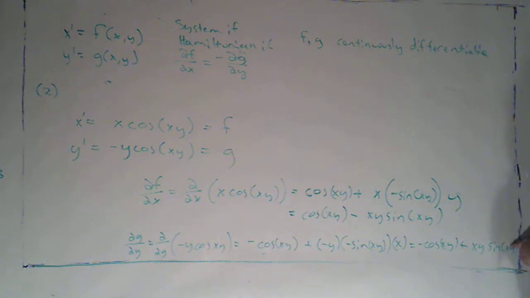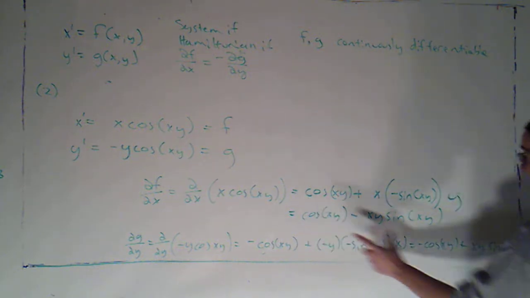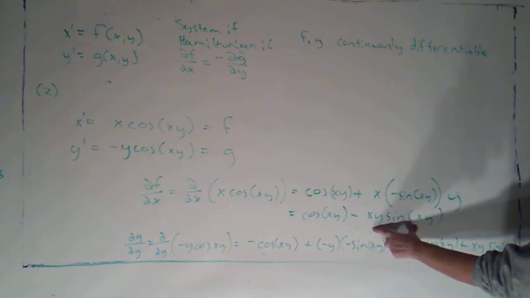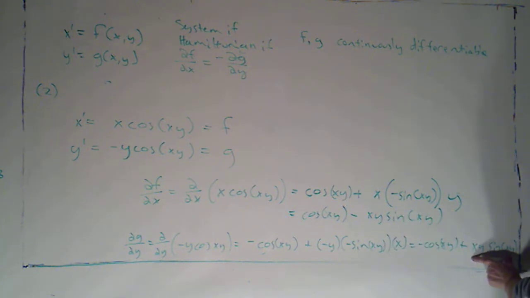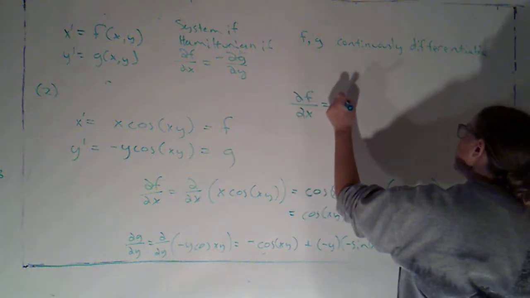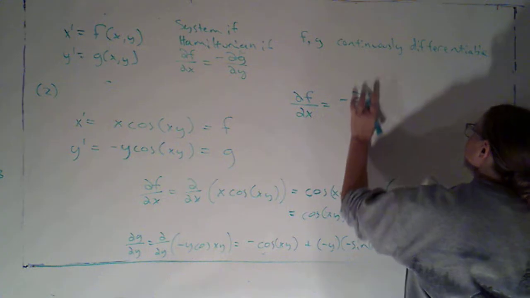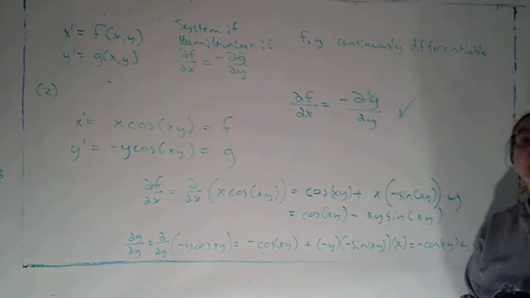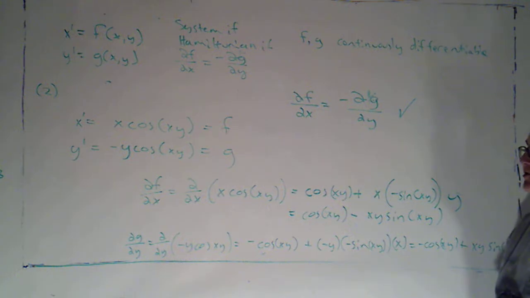Now, these two things are not the same. I don't want them to be the same. I want them to be exact opposites of each other. And they are, because here I have a positive cosine of xy, here I have a negative cosine of xy. Here I have a negative xy sine xy, here I have a positive xy sine xy. So I do have that the partial of f with respect to x is the opposite of the partial of g with respect to y. So I know that my system is Hamiltonian.